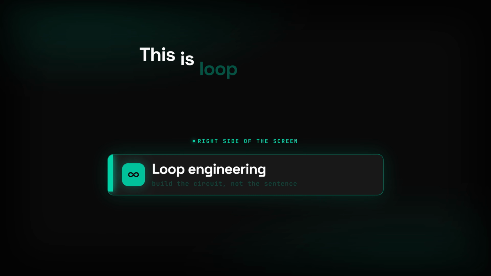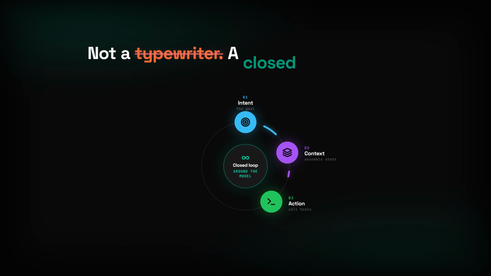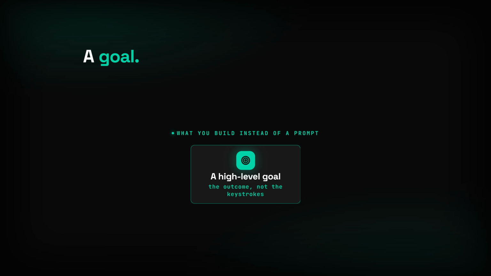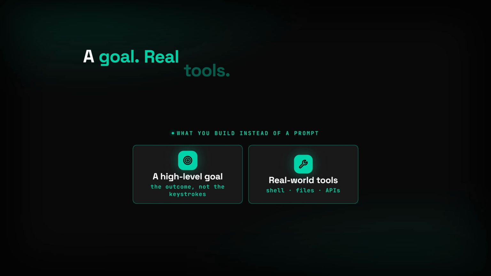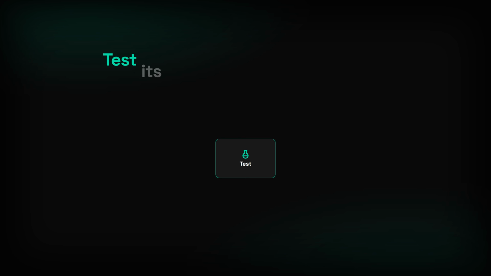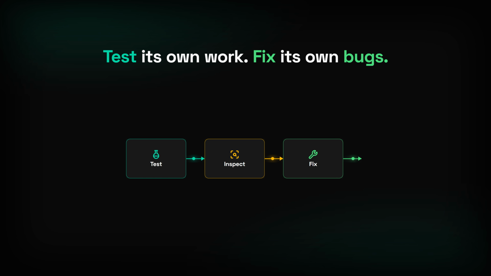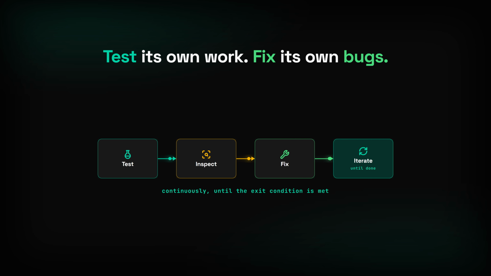Now, take a look at the right side of the screen. This is loop engineering. Instead of treating the AI like a high-tech typewriter, loop engineering builds an automated closed-loop system around the model. You set a high-level goal, give the AI access to real-world tools, and build an automated feedback system that lets the model test its own work, inspect its own errors, fix its own bugs, and iterate continuously until the job is done.